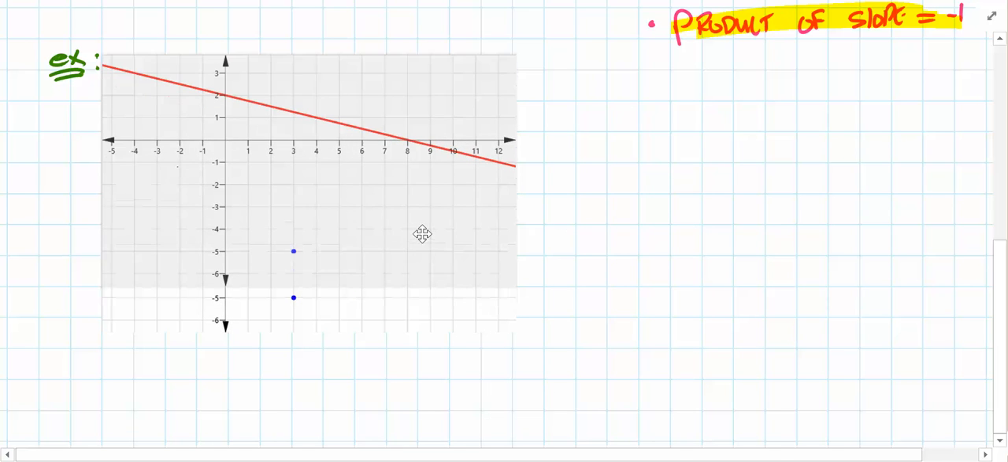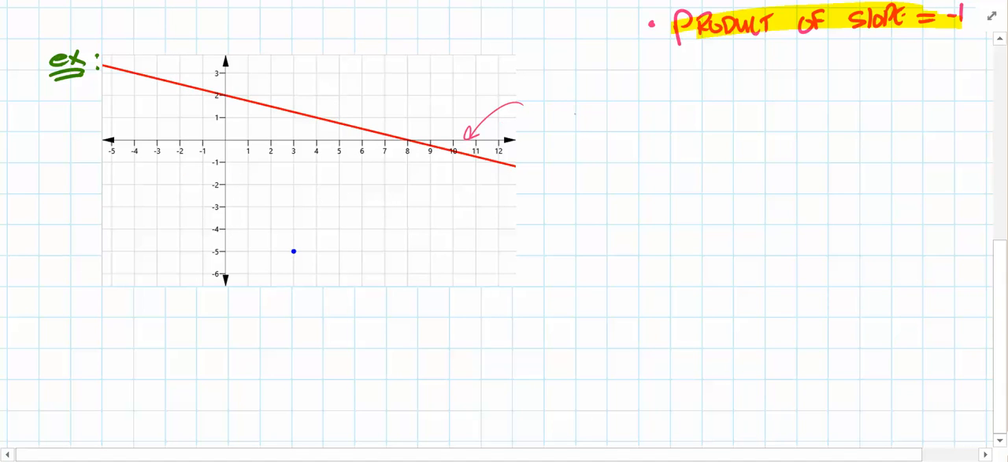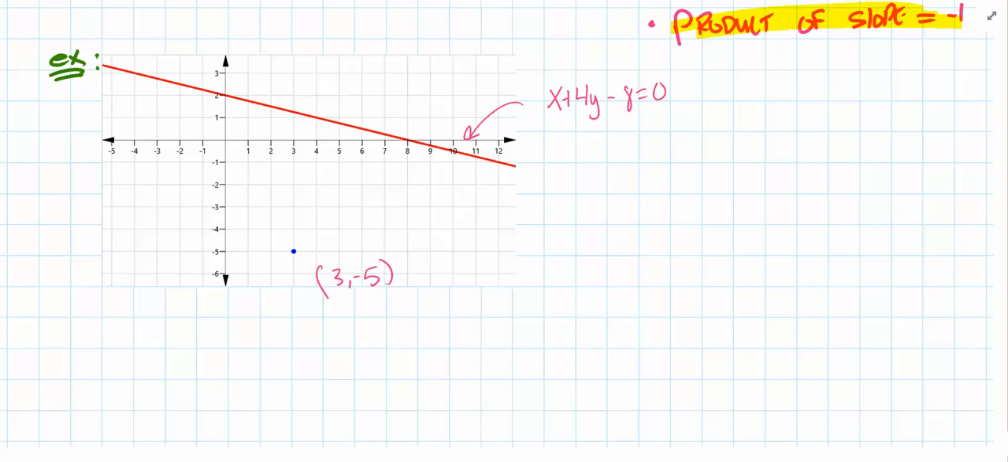Something like that. So what was the equation that I gave you for this line? Do you remember what it was really quickly? Probably not. x + 4y - 8 = 0. That's the equation of that line. And then I have this point over here, and that point is (3, -5), right? All right, here's what we want to do. Let's find the equation of a line that is parallel to our red line and goes through the point (3, -5).